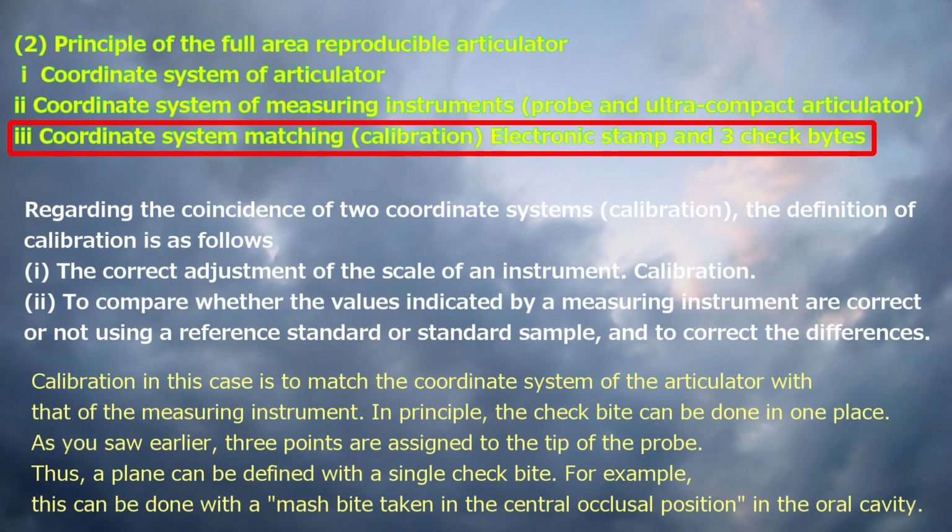In principle, the check bite can be done in one place. As you saw earlier, 3 points are assigned to the tip of the probe. Thus, a plane can be defined with a single check bite. For example, this can be done with a mashed bite taken in the central occlusal position in the oral cavity.